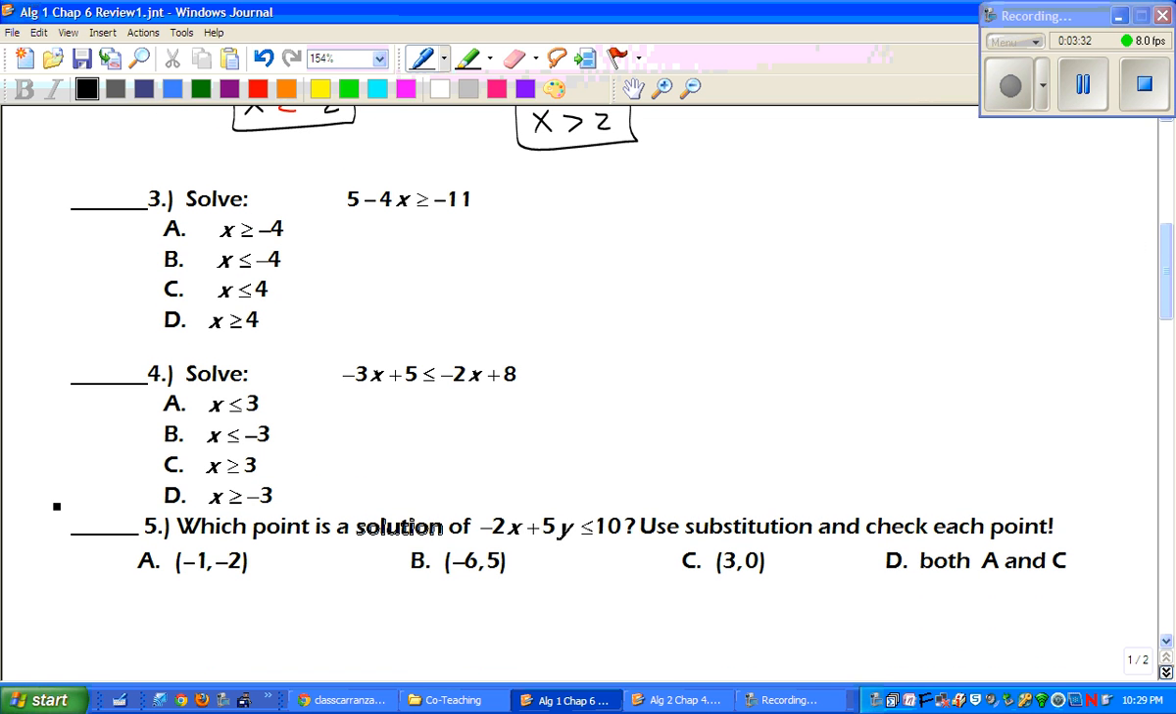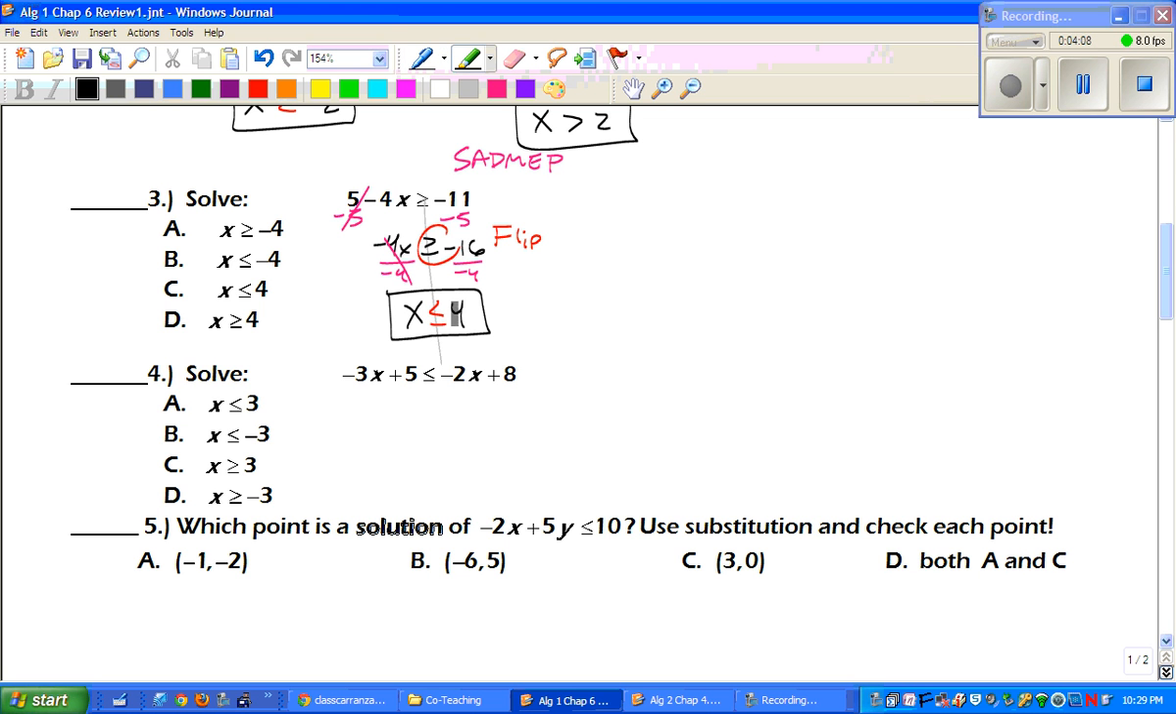All right, number 3. We have to solve. So when we're solving, we're following the rules of SADMAP. Okay, so we have to subtract the 5 from both sides. You get -4x less than or equal to -16. To get the x by itself, you have to divide by -4. Oh wait, what do we divide by? A negative. So we have to flip the sign. X, and then we get 4.